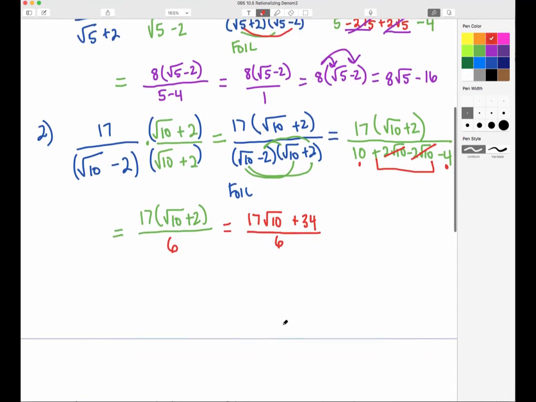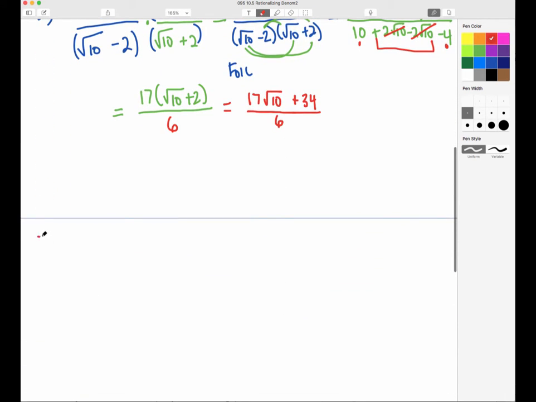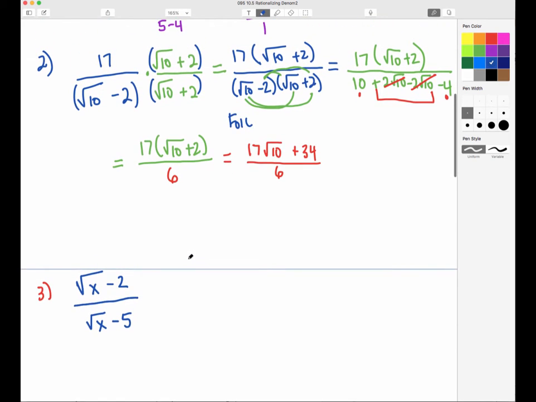Let's do one more problem. Let's bring some variables into the mix. The square root of x minus 2 divided by the square root of x minus 5. So what makes this problem different than our last problem is that the numerator before was just a single term. Now we have two terms. And I've actually brought in some variables as well.